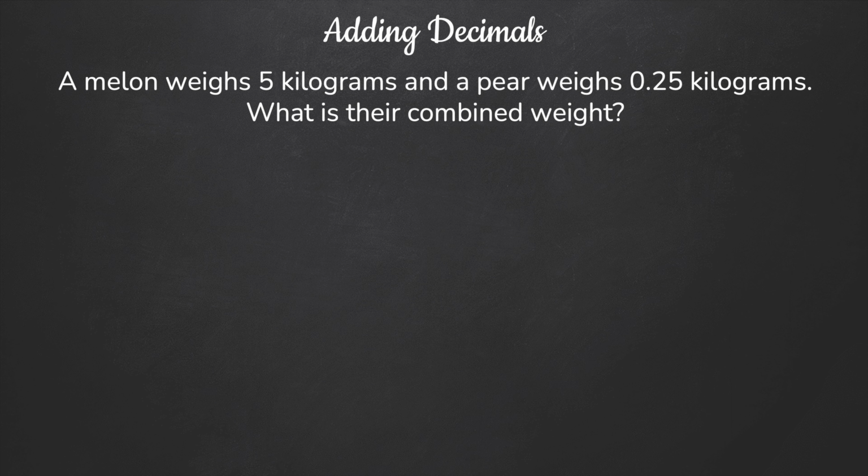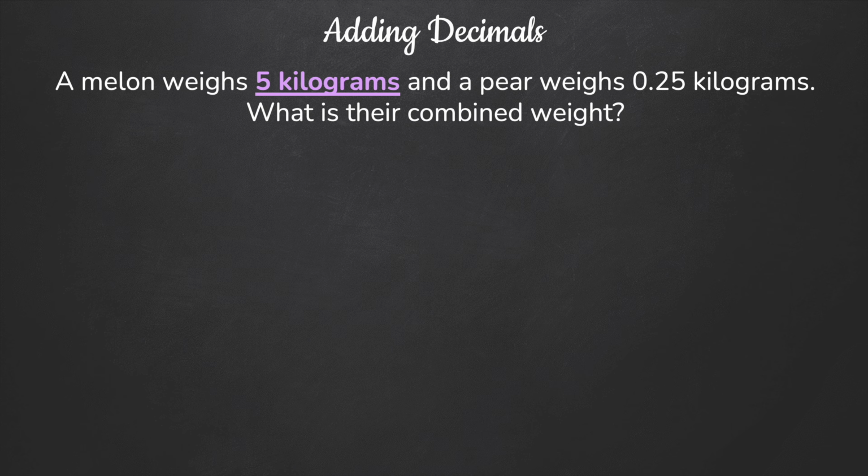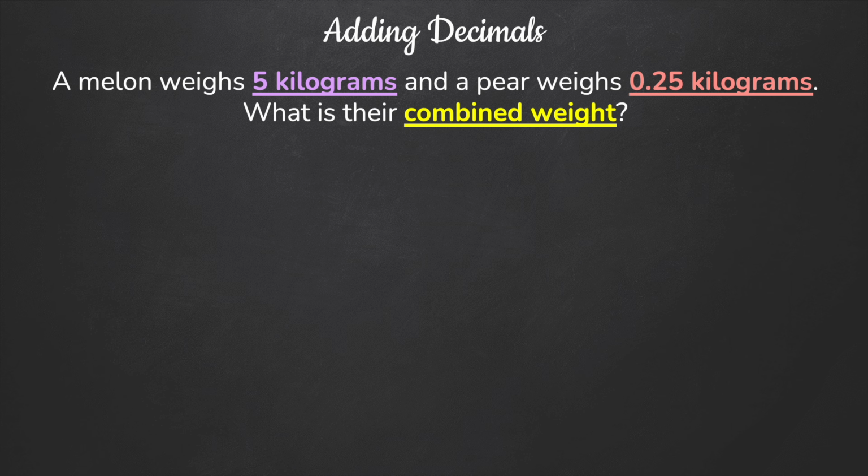Our final word problem says a melon weighs 5 kilograms and a pear weighs 25 hundredths kilograms. What is their combined weight? So the melon weighs 5 kilograms. We know we're going to add because the question is asking for their combined weight. And we're going to add that to the pear's weight, which is 25 hundredths kilograms. So we're going to add those together.